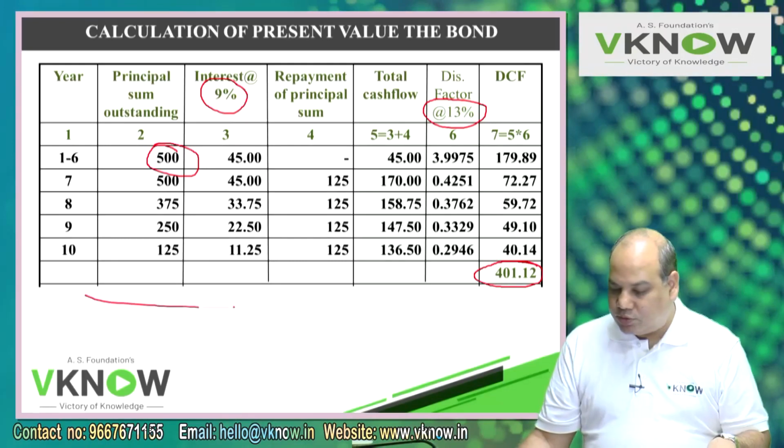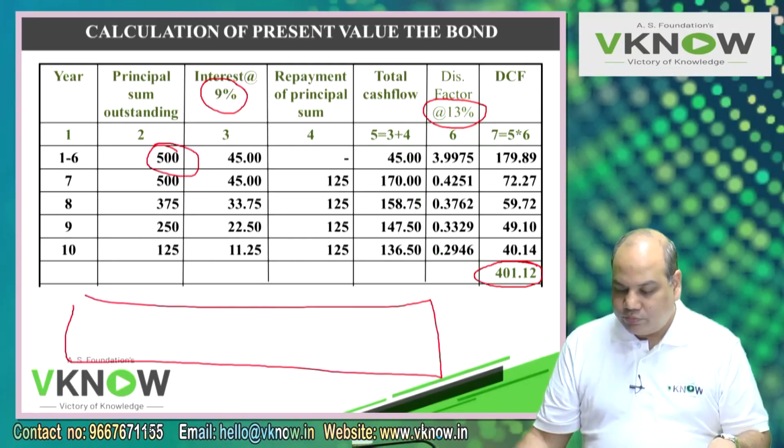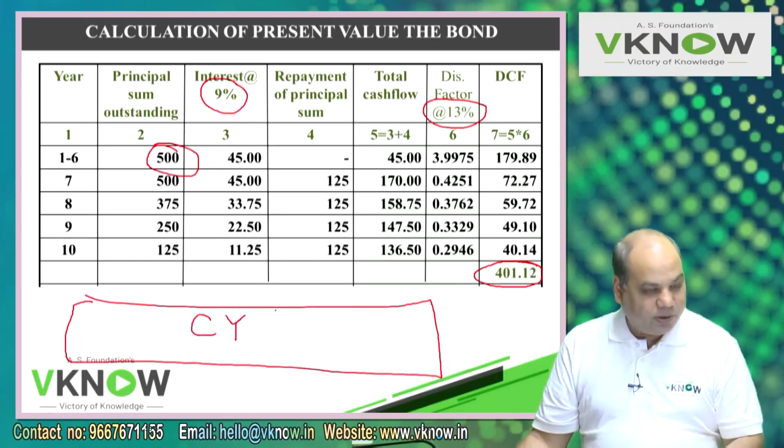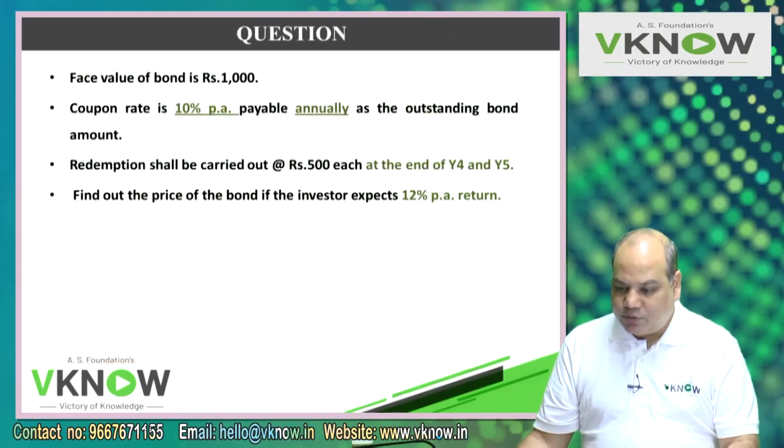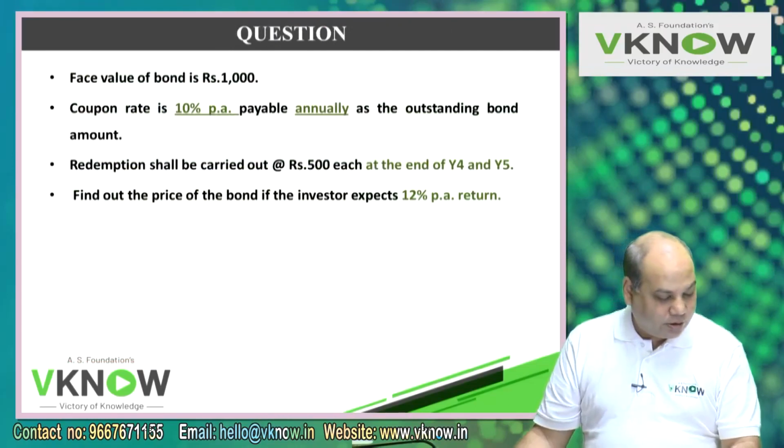Now there is some space kept in your book here. This we will use for calculating current yield after some time. So just keep it blank. We'll come back to this question, because we have not yet discussed current yield.